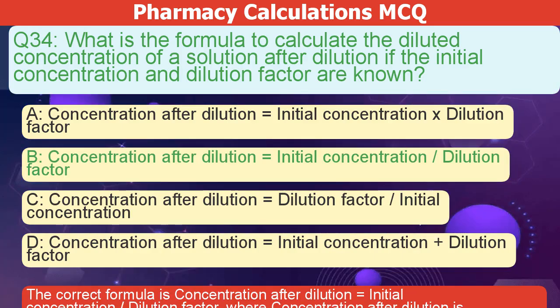The correct answer is B. The correct formula is concentration after dilution equals initial concentration divided by dilution factor. Concentration after dilution is the resulting concentration after dilution. Initial concentration is the original concentration of the solution. Dilution factor is the factor by which the solution is diluted.